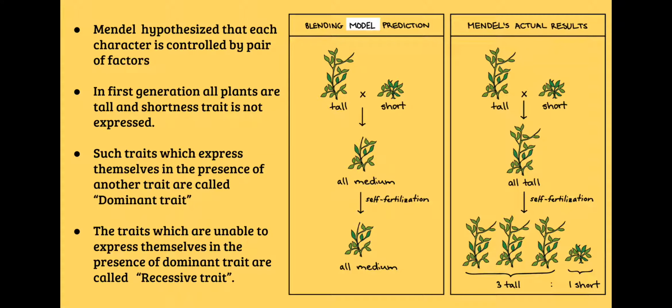But on the other hand, we have shortness or short plant, the trait which is unable to express itself in the presence of, say, tall plant or the dominant trait. This type of trait which is unable to express itself in the presence of a dominant trait is called a recessive trait.